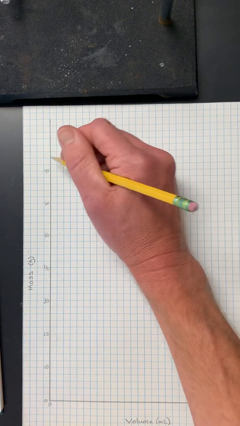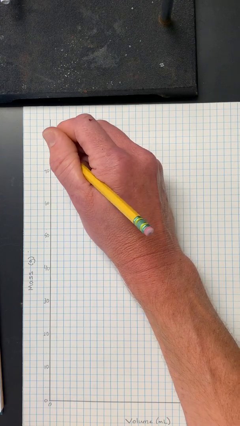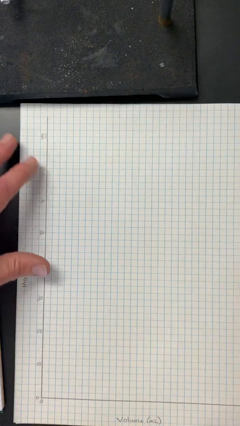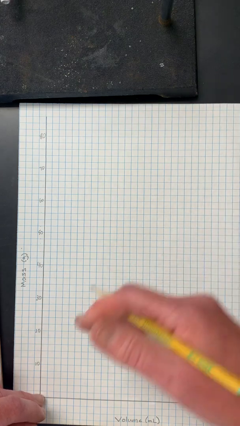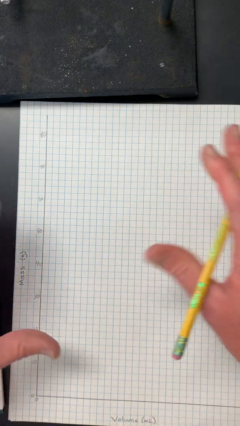Even if I went this far, sometimes we do something in science called extrapolating, where we use the graph to figure out a higher number than what we have. So it's not bad to go a little higher than that.